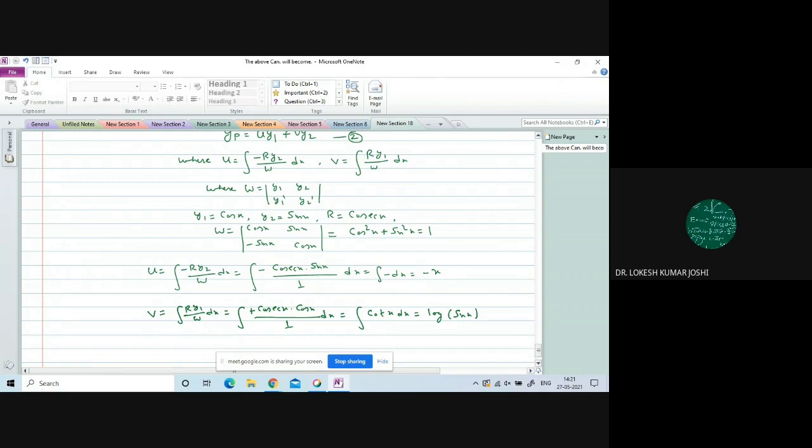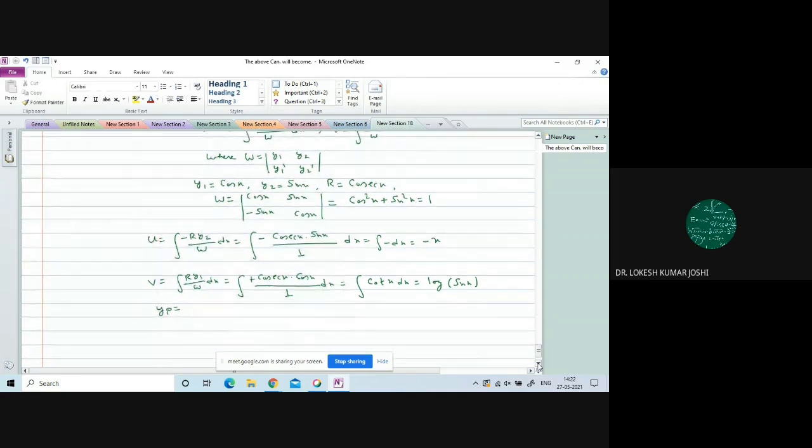Now we have the value of u, we have the value of v. Therefore, the particular integral yp will become u y1 plus v y2. It equals u y1 plus v y2. u is minus x, y1 is cos x, v is log sin x, y2 is sin x, so yp is minus x cos x plus sin x log sin x. Okay, now we have yp, we have yc as well.